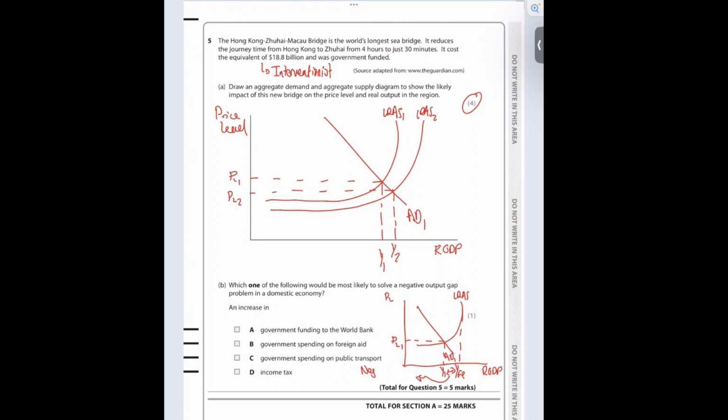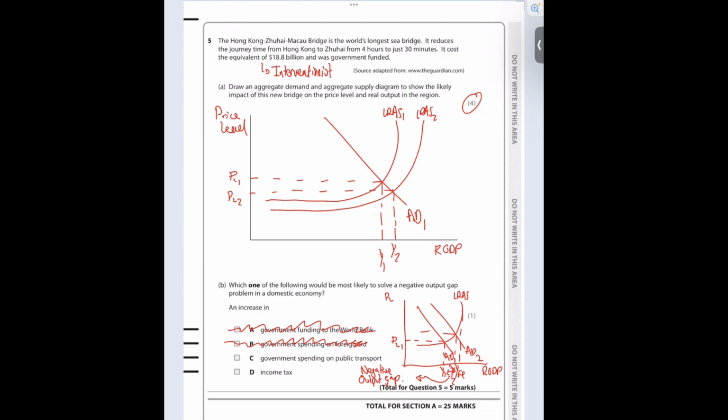So when I'm looking to solve this, it's some kind of demand side policy. Government funding to the World Bank does not do anything for that. Government spending on foreign aid is, again, nothing to that. It's not buying a good or a service. An increase in government spending on public transport is a supply side policy, but also contributes to government spending as a component of AD, causing a fall in the size of the output gap.